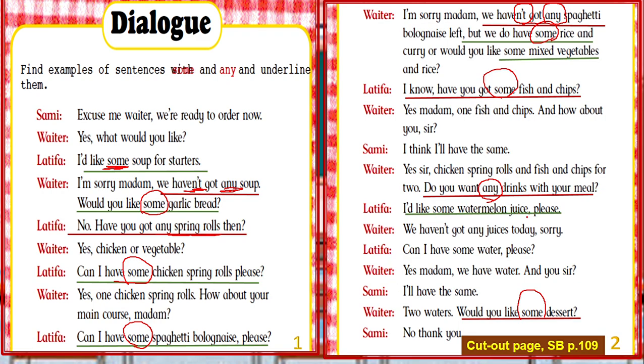I would like some watermelon juice. Here she is using some in a positive sentence. I would like some watermelon, please. We haven't got any juices. The waiter used any because it is negative. Can I have some water, please? This is what, students? This is a request. And finally, I will have the same, it's a normal sentence.